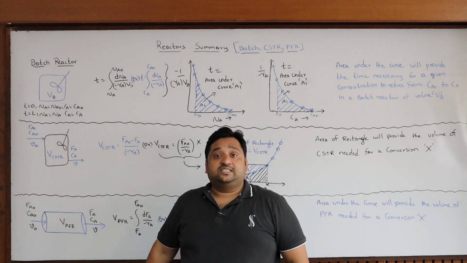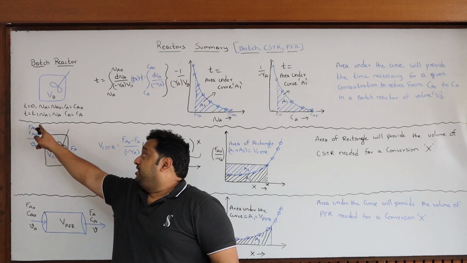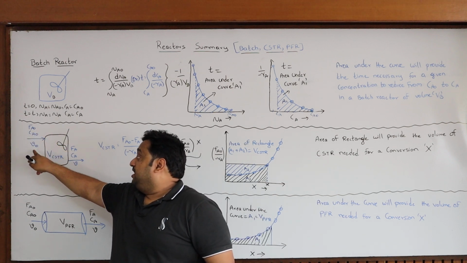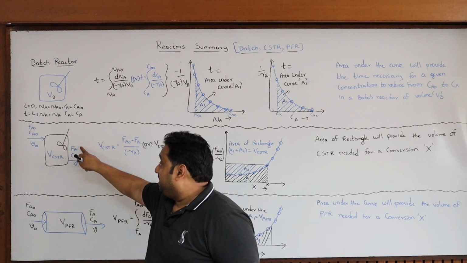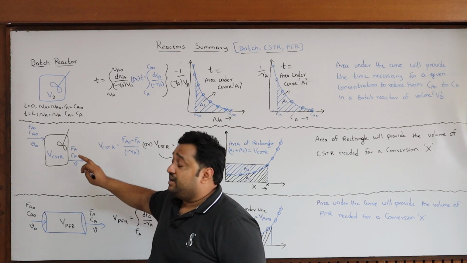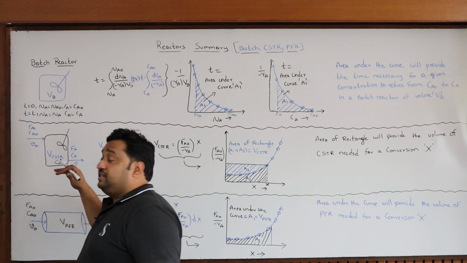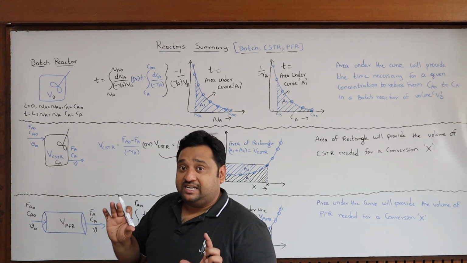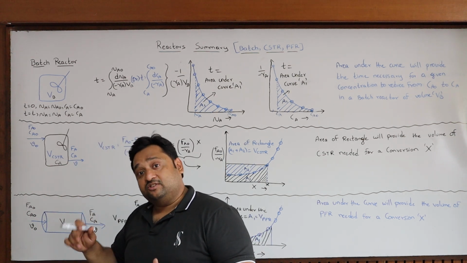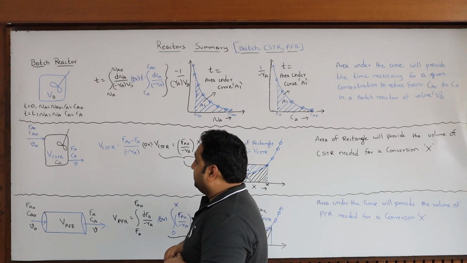Let us come to the CSTR. You know the initial molar flow rate, initial concentration and initial volumetric flow rate. These are the final molar flow rate, final concentration and final volumetric flow rate. This is also Ca. Inside the tank the concentration is also Ca, and the exit from the tank is also concentration Ca.